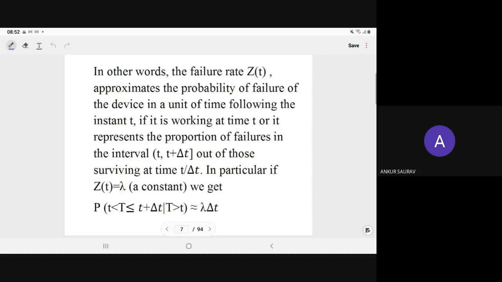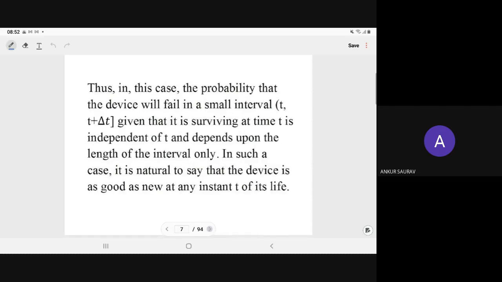So in particular, if z(t), the hazard rate function, is constant, it implies that the probability of time to failure lying between t to t plus delta t, given T greater than t, will become lambda into delta t. So when z(t) is constant, what does this imply? In this case, the probability that the device will fail in a small interval t to t plus delta t, given that it is surviving at time t, is independent of the time t.